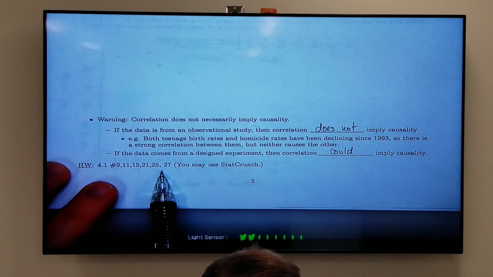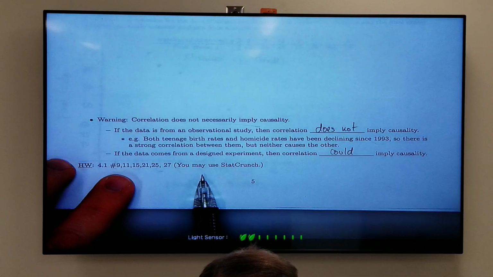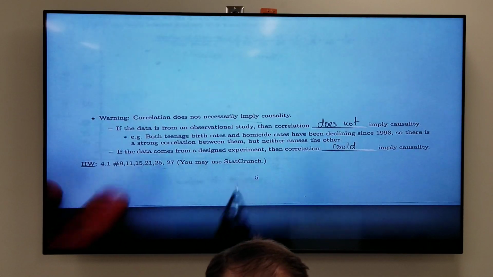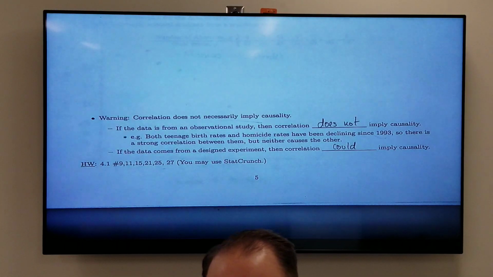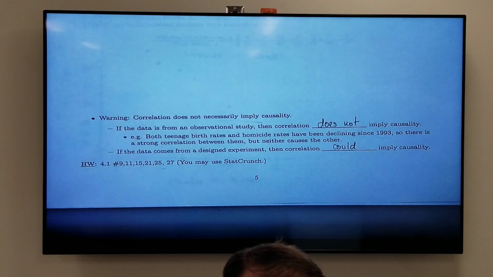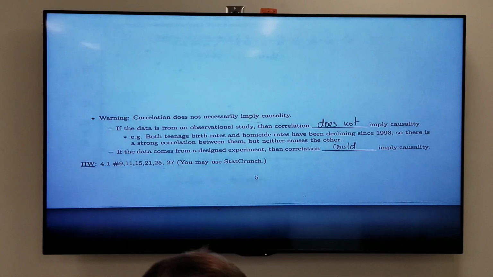Here are your homework assignments. You can use StatCrunch on any of these. I think some of the problems might say, do this thing by hand. Don't do anything by hand. Just use StatCrunch for all of it, okay? So that's it.